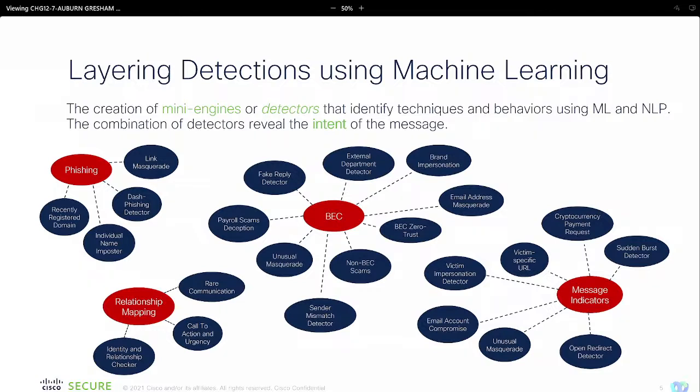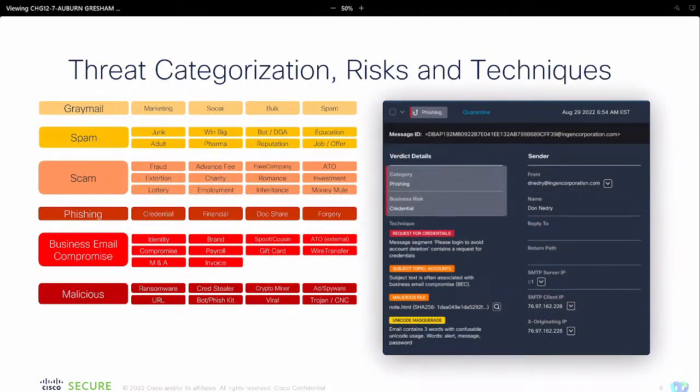So we know who's frequently communicating with you, and what time of day they usually communicate with you. These are all things that we can map, and we can do machine learning via that threat connector, via email threat defense. If you haven't seen it, this is just an example screenshot of the kind of techniques we can call out.